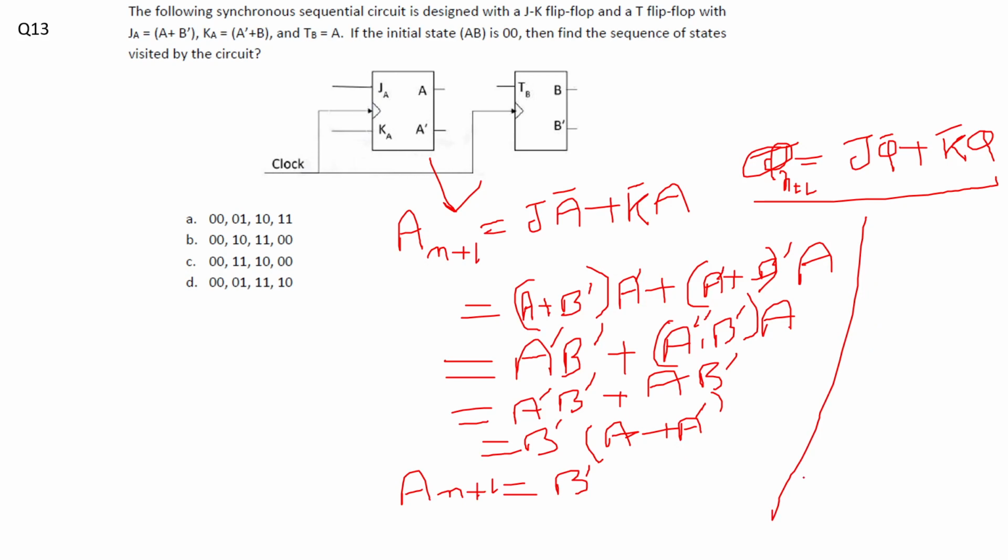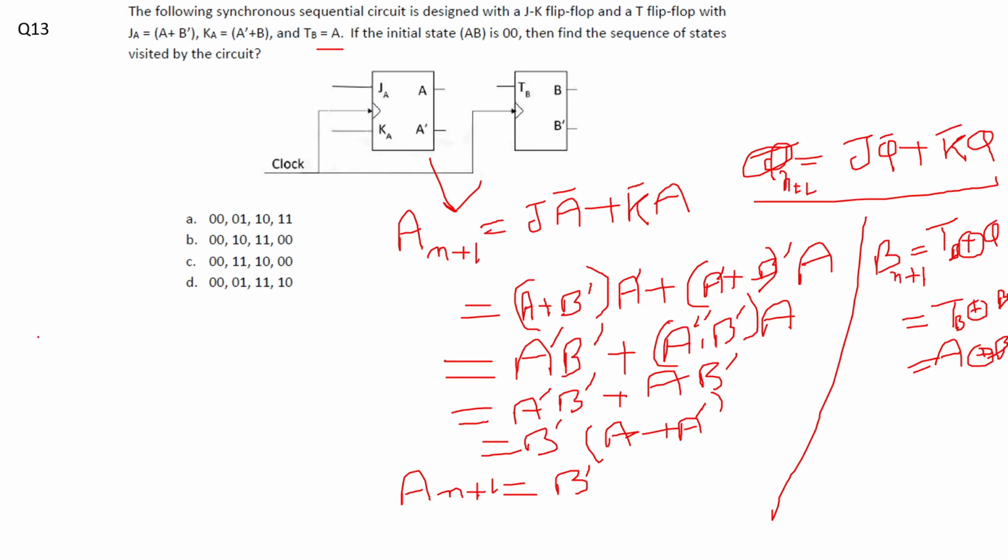And B n plus 1 is equal to, we know for a T flip-flop it's T XOR with Q, and Q here is B, so it's TB XOR with B. TB here is A, so it's A XOR with B.